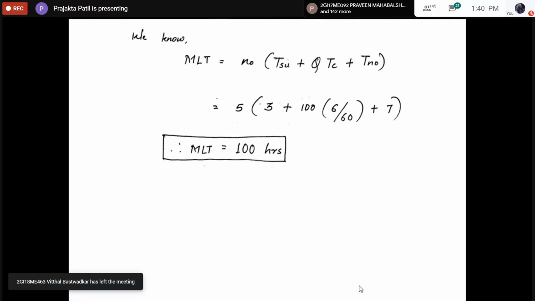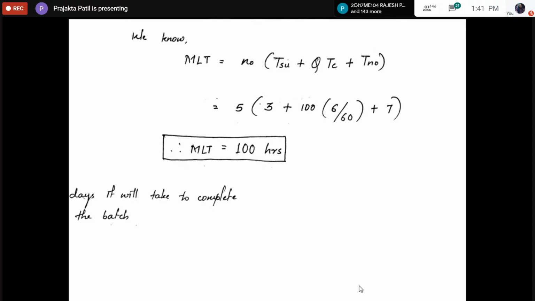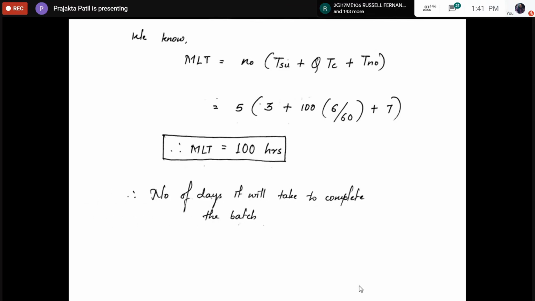Now, how will you find out how many days will be required to complete this order, this batch? Given that the plant runs one 8-hour shift per day, it will be 8 hours per day. So 100 divided by 8. The number of days it will take to complete the batch is 100 divided by 8, and that is equivalent to 12.5 days. So this is the answer.